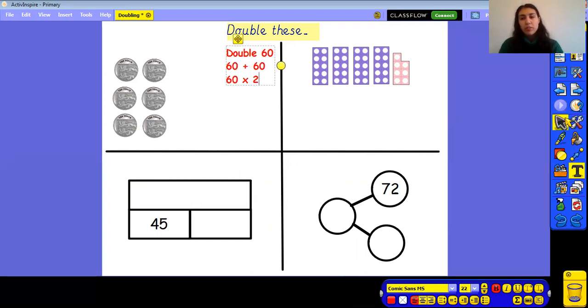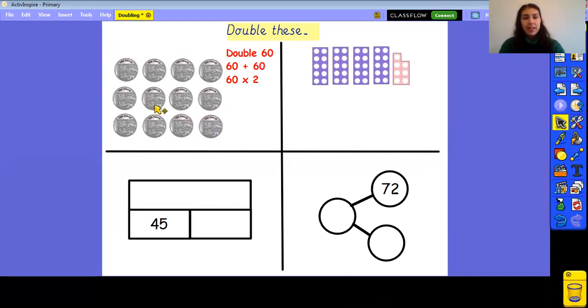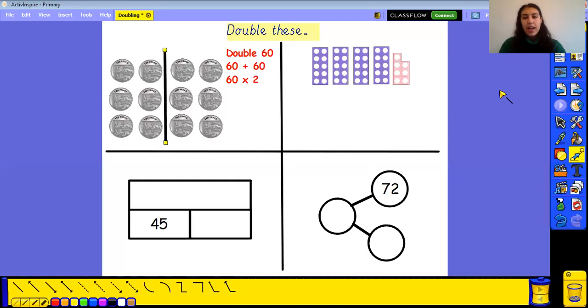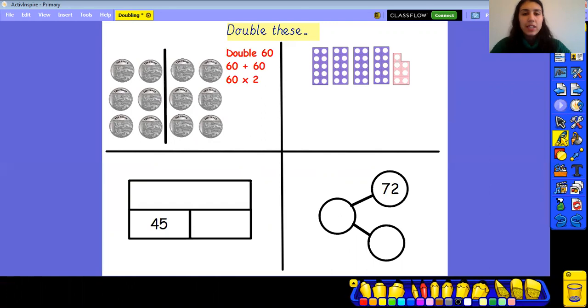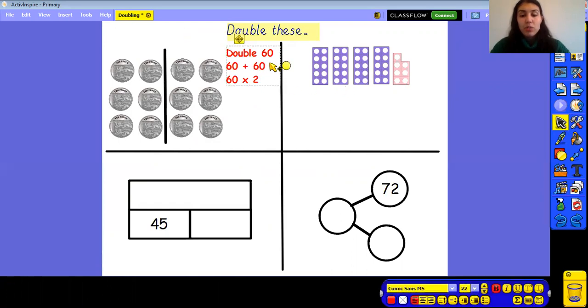So if I've got 2 groups of that, there we go. How many 10p's have I got now? I've doubled it. I've got 2 groups. That's right. I've got 12 10p's. So what I can do is I can use my knowledge of single digits to help me out here. And I can say, well, double 6 is 12. So double 60, if we think about those relationships, double 60 would be 120.